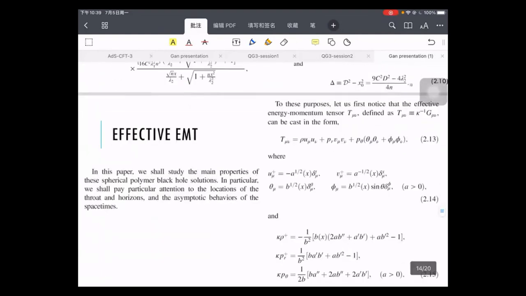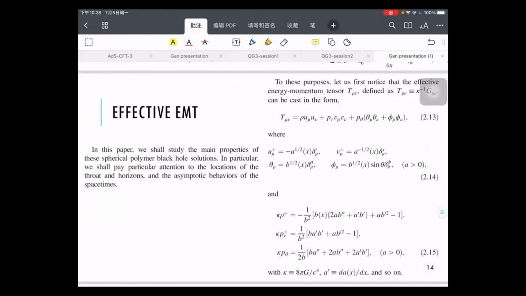So next, to study this model, we want to pay attention to the location of the throat and the horizon and the asymptotic behaviors of the spacetime. To do this, we need to study the energy conditions in terms of the energy momentum tensor defined in terms of the Einstein tensor. We can calculate the Einstein tensor of the effective metric and then define this energy momentum tensor in terms of it. This is the definition. Okay, we can get the energy density and the momentum density in terms of it. So these are the key quantities we want to use.